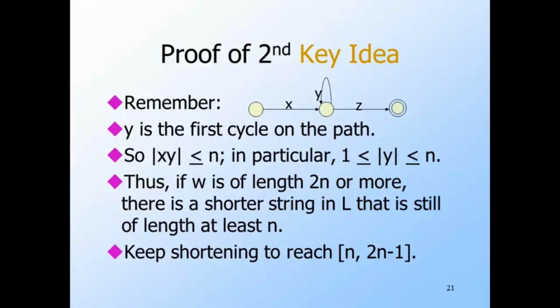But we assumed that there was no accepted string shorter than w and also of length at least n. As a result, given any really long string w that's accepted, we can keep taking out pieces of length between 1 and n, that's the y in each of these diagrams, and we just keep throwing them away, and eventually what's left of w will be between n and 2n minus 1.